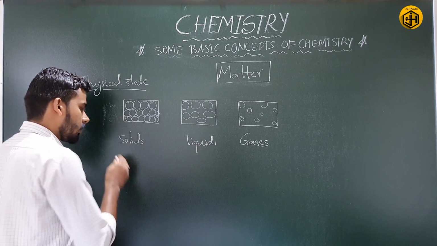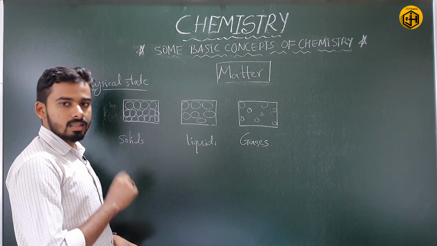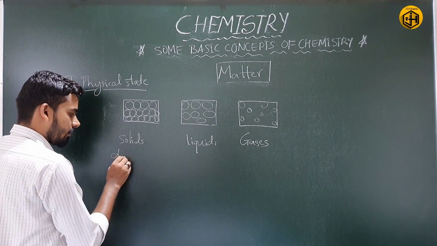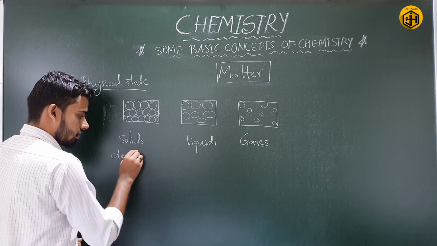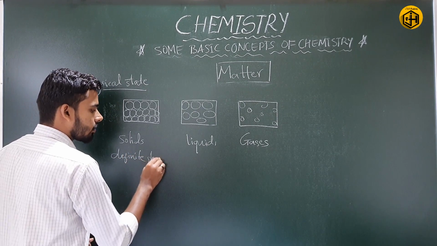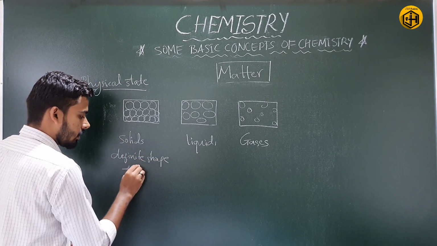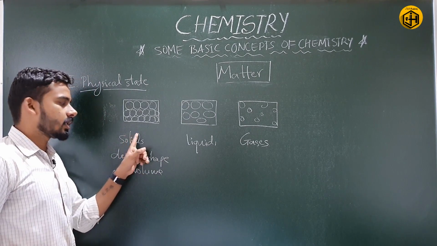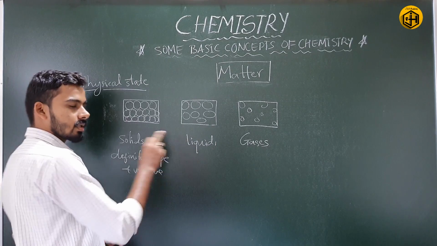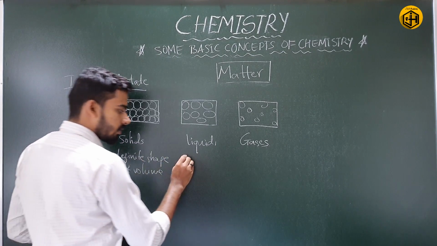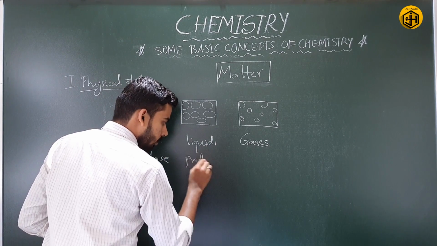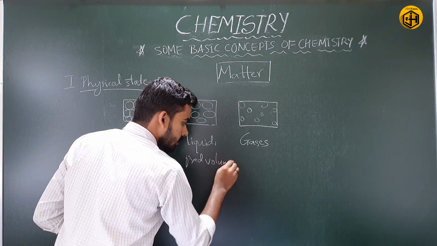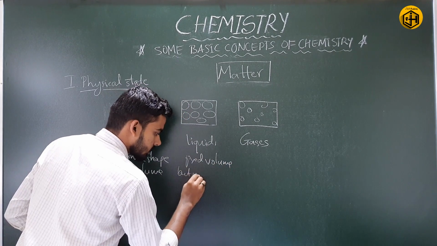Then one more difference is, as I have told earlier, solids have definite shape and volume. Shape and volume will be fixed in case of solids. But here in case of liquids, liquids have fixed volume but not shape.